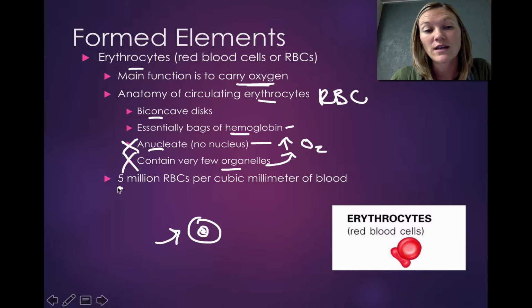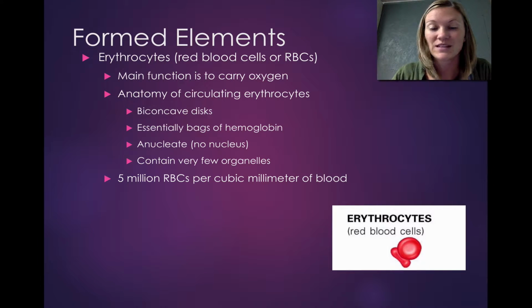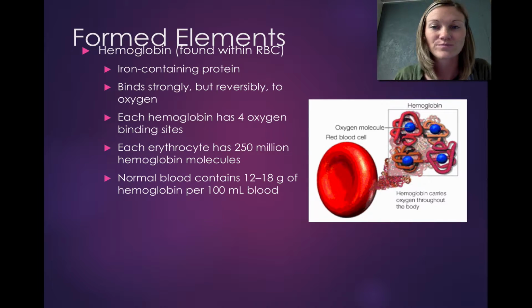Then red blood cells, there are around 5 million red blood cells per cubic millimeter of blood, so that means you have a lot of red blood cells circulating at any given time that's helping to deliver oxygen to your body tissues. The next one here is hemoglobin.